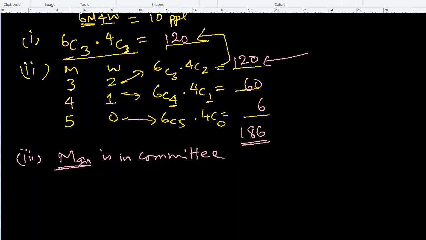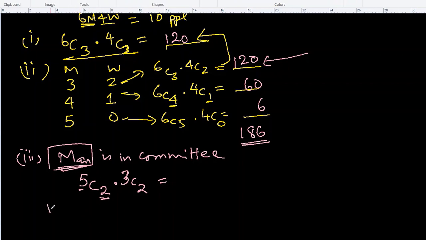If that man is already in the committee, that means there are now 5 men left, out of which we have to select 2 men, because total 3 men are there. 1 man is already in the committee, 2 more to be selected from the remaining 5. 5C2. That means there are 3 men and 2 women. The woman will refuse, so 3 women are left, and we have to select 2 out of them. So we'll find out this.